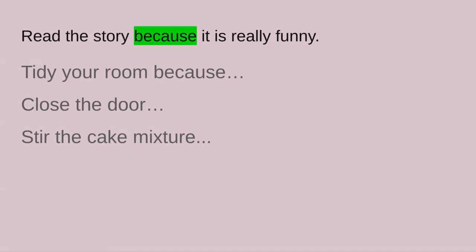Okay? I wonder if you can finish the next sentence. Tidy your room because. Why would I ask you to tidy your room? Can you write this sentence down with the word because and then write the next part of the sentence? And don't forget your full stop.